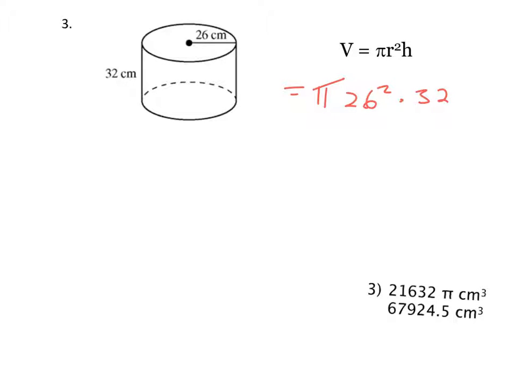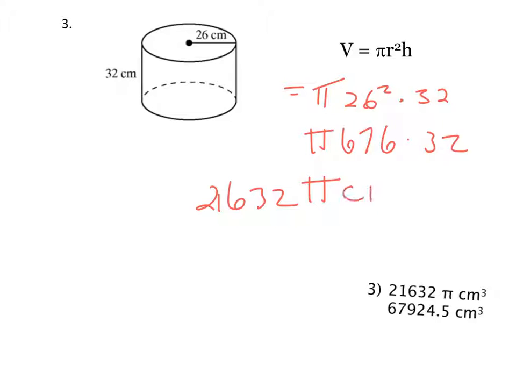So then 26 squared is 26 times 26, which is 676. So I've got pi, 676 times 32 still. And that gives us, actually, you can put the number in front, 21632 pi, and again, it's volume, centimeters cubed. And so if I said leave in terms of pi, that's what you want. But I did say this time I want both terms of pi and decimal.